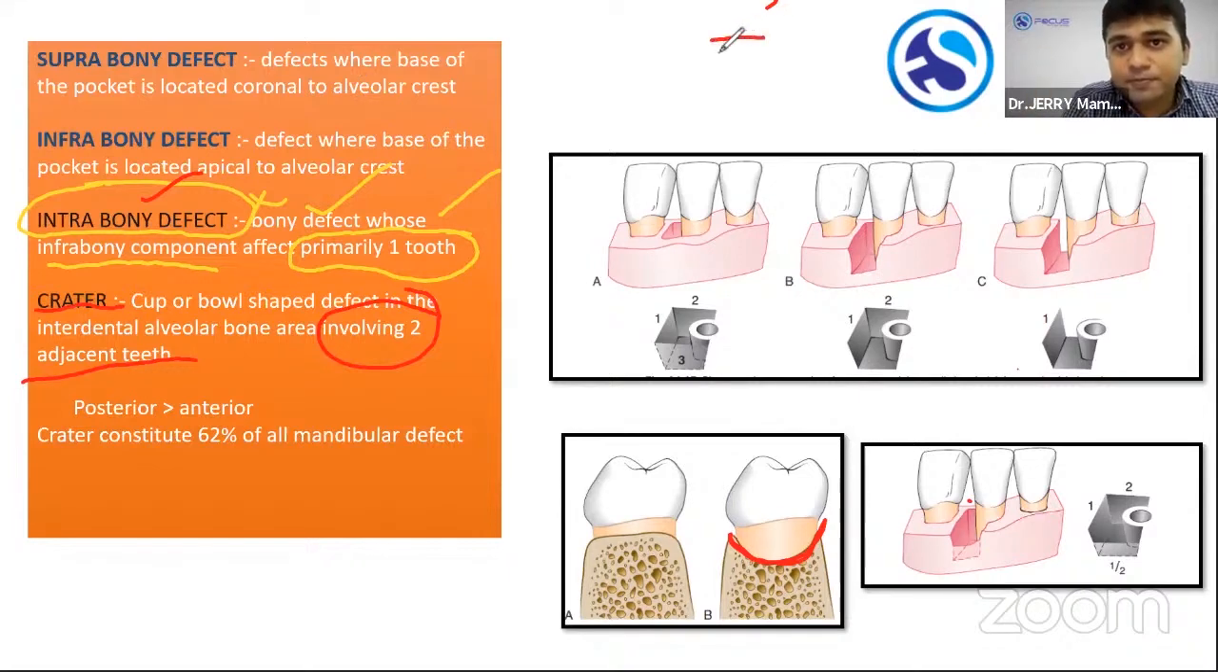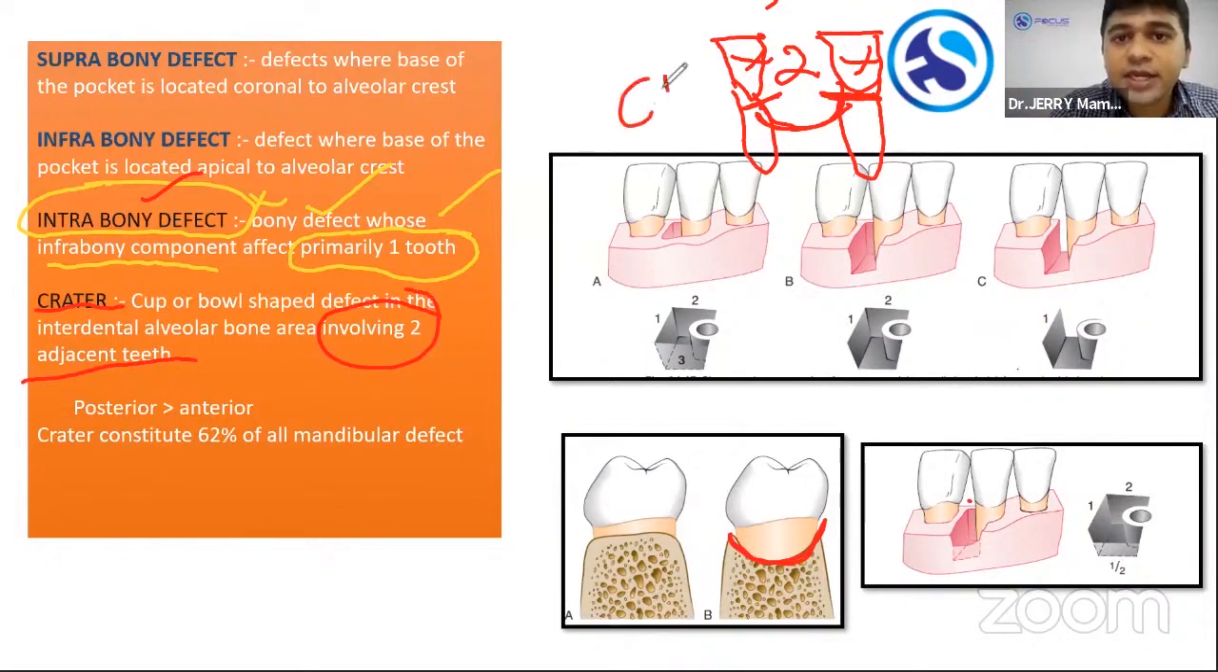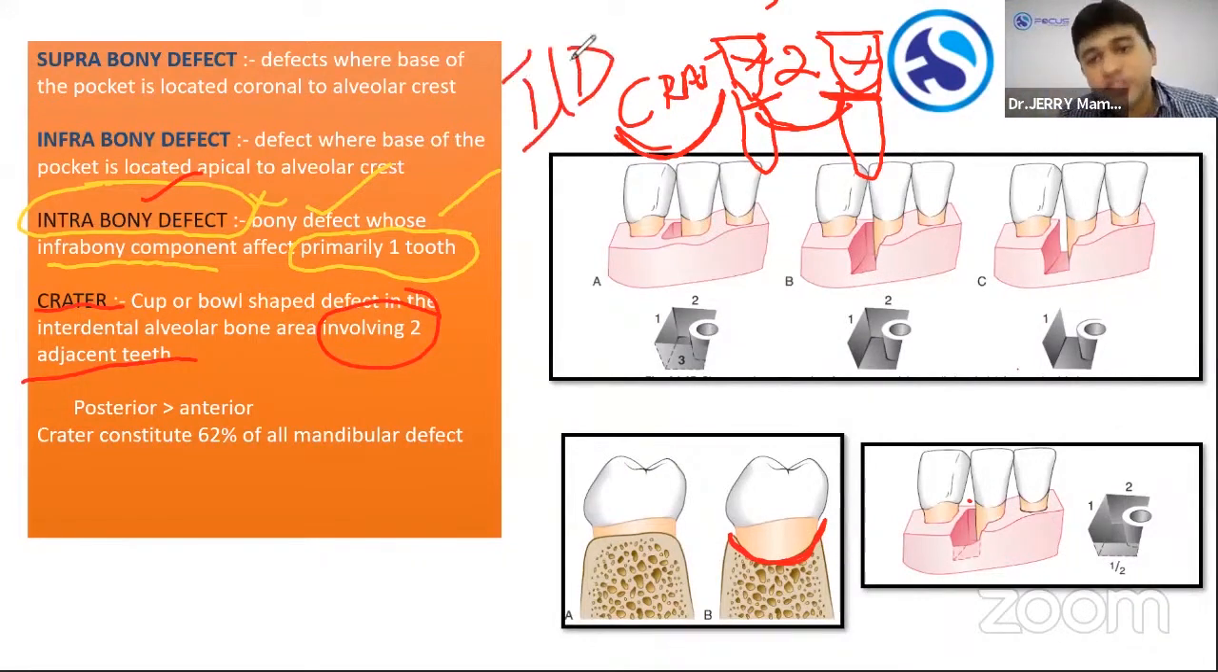If I draw a picture here to make you understand: this is one tooth here. This drawing is not that good, but this is the crater that I'm drawing. This bony defect is communicating with this tooth, and it is communicating with this tooth. So here two adjacent teeth are involved. That is why it is called a crater, and it is cup or bowl shaped. It is mostly seen in the interdental regions of the posterior teeth.